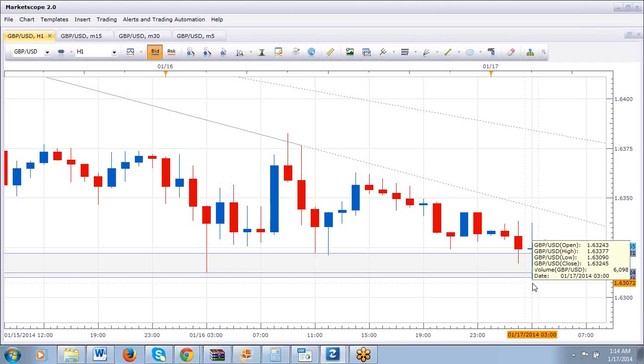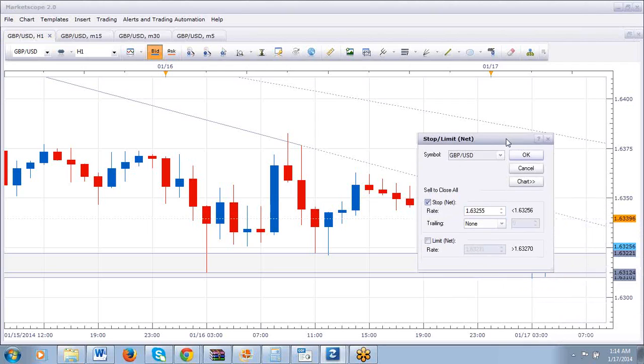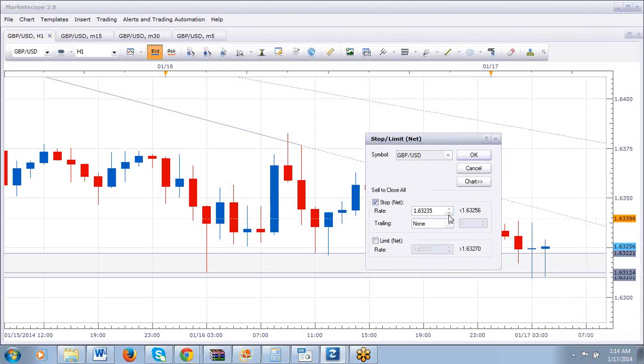Deduct 15 pips prior to that, 62.96. Okay, just to be on the safe side, put the stop at 62.96.